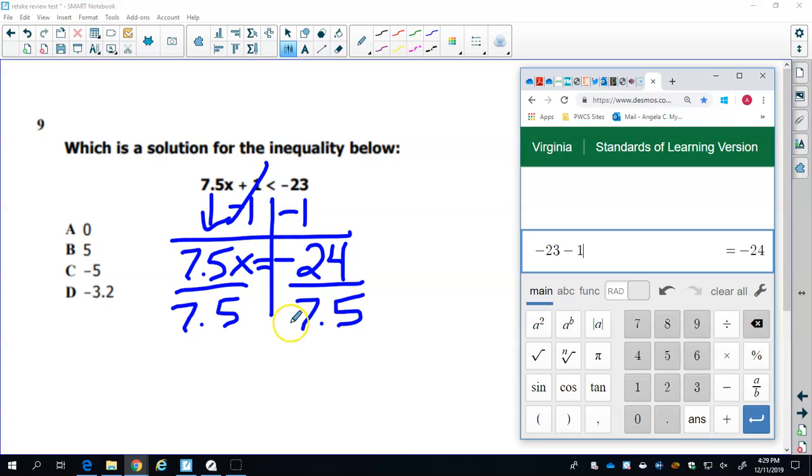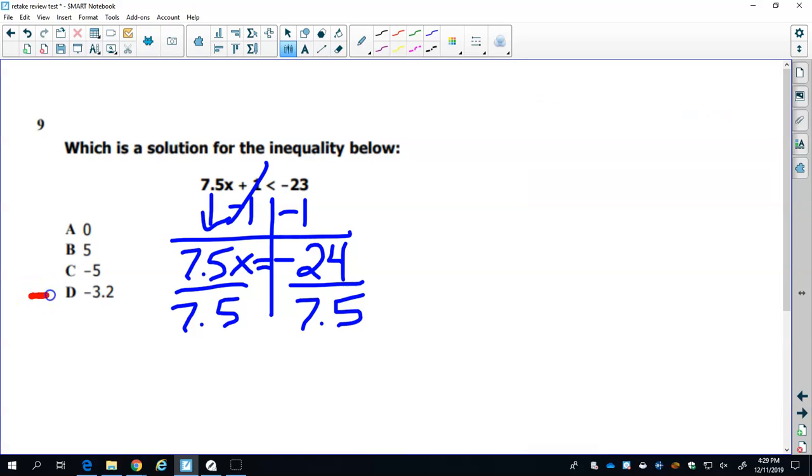And then 24, I have my calculator up still, 24 divided by 7.5 is 3.2. Negative 24. That's right. I have a negative 24 divided by 7.5 is negative 3.2. I'm just guessing that a lot of you put this as your answer. So when I do this, I get x is less than negative 3.2.